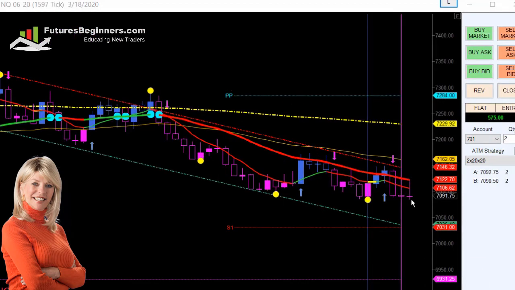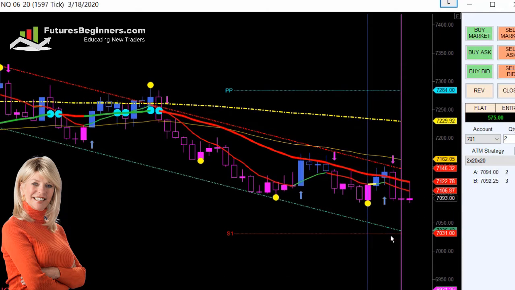All right, here is a continuation on the NQ. They tried to take him north. He's in a down channel. He's right here at this level. I know he's coming down here to 7031. Let's take him down. We have 575 on the dashboard.